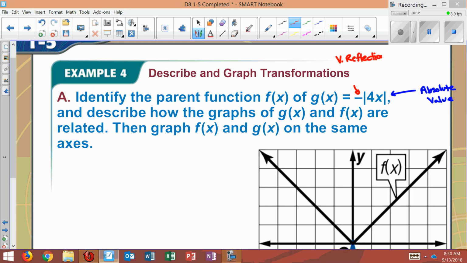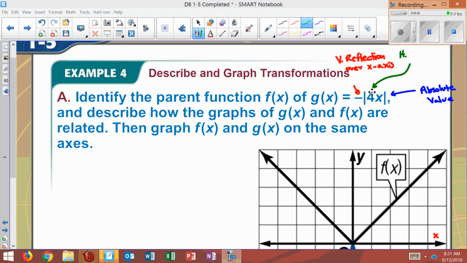And a vertical reflection, if you think about it, goes from top to bottom, bottom to top, which means it goes over the x-axis. This V will flip over the x-axis here. Okay, now here on the inside, we have the number 4. Since it's inside, it's horizontal, and the number is bigger than 1, so you would think it should be a stretch. Remember, horizontal lies, the inside lies, the x's always lie. So instead of being a stretch, it's actually going to be a shrink or a compression.